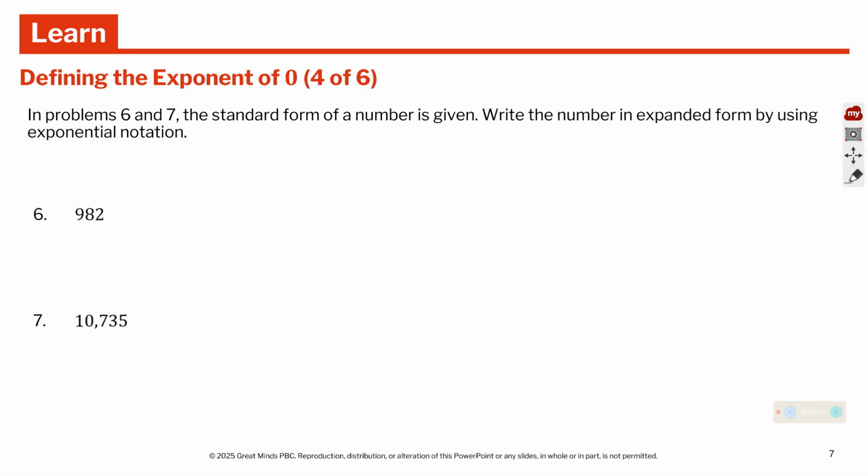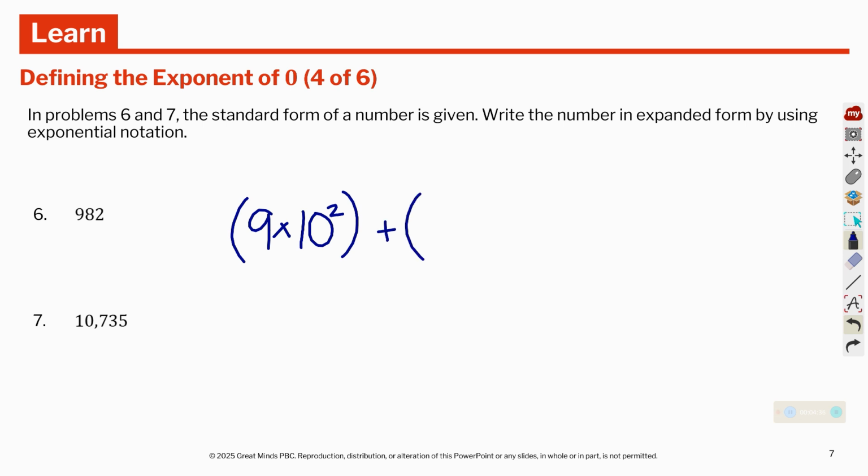Now in problems 6 and 7, the standard form is given, and we're going to write it in the expanded form using the exponential notation. So we have 900. 100 is 10 times 10, so we can rewrite that as 10 squared. We have 80, that's 8 times a single 10. And then we have 2. We just want 2 times 1. Well, 10 to the 0 power is 1.